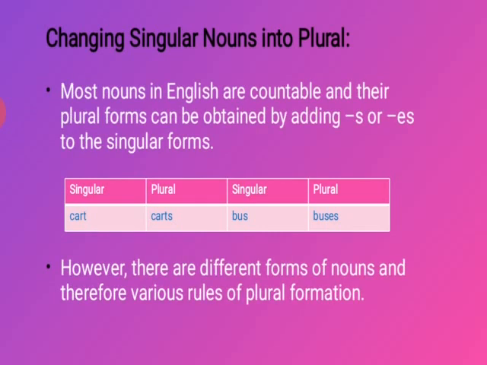So most nouns in English are countable, and their plural forms can be obtained by adding s or es to their singular forms, like you have seen in these two examples. However, there are different forms of nouns and therefore various rules of plural formation. So let's see those rules.